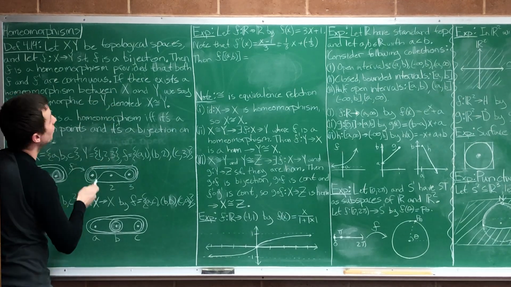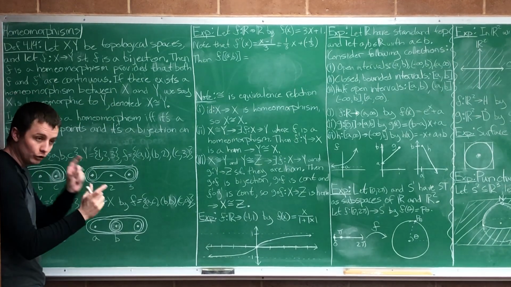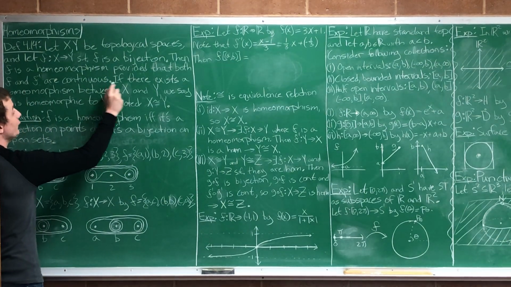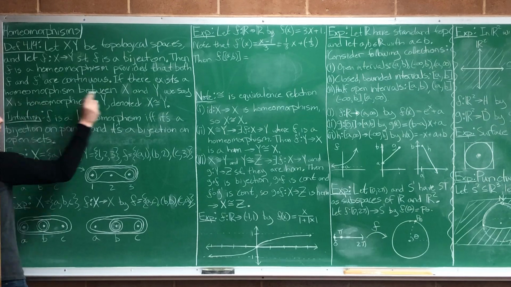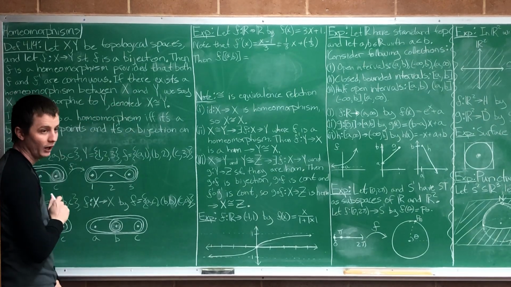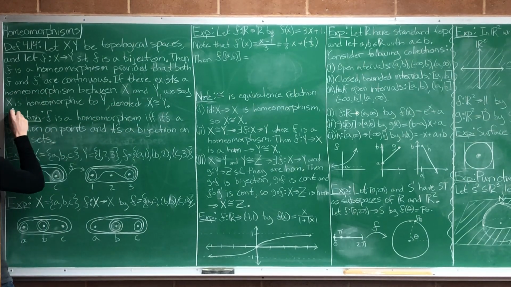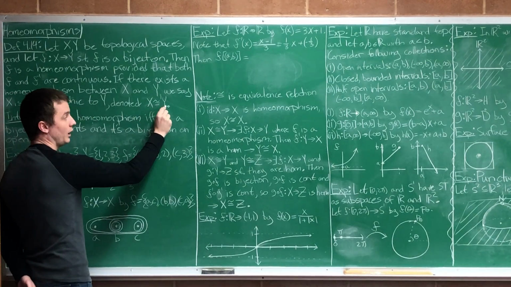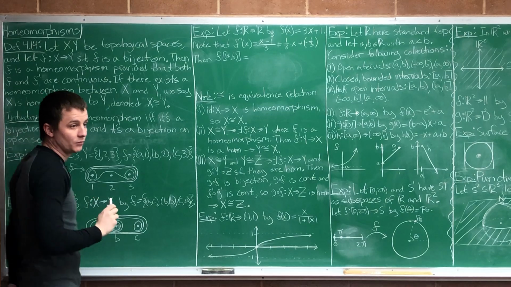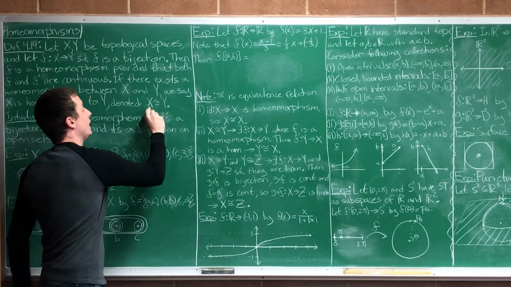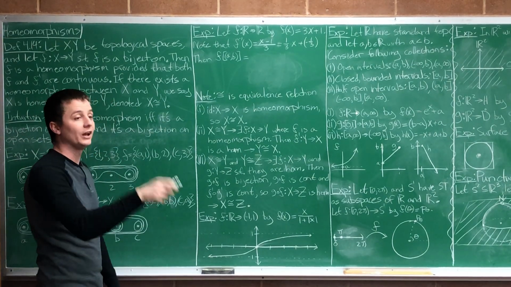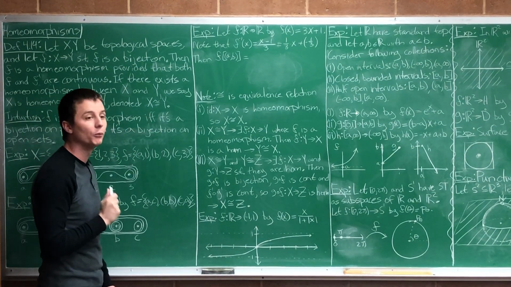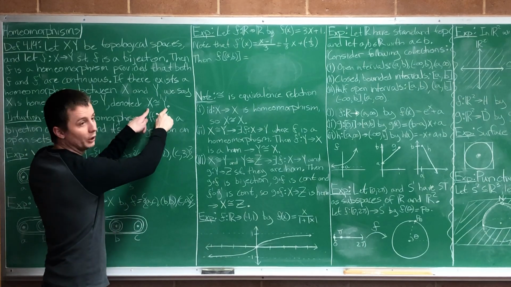Okay, so that's a homeomorphism, but what does it mean for two topologies to be homeomorphic? If there exists a homeomorphism between two topologies X and Y, then we say X is homeomorphic to Y, and we denote that X ≅ Y. Not every function from X to Y is a homeomorphism. We're saying if there exists at least one function from X to Y that's a homeomorphism, then these two are homeomorphic.